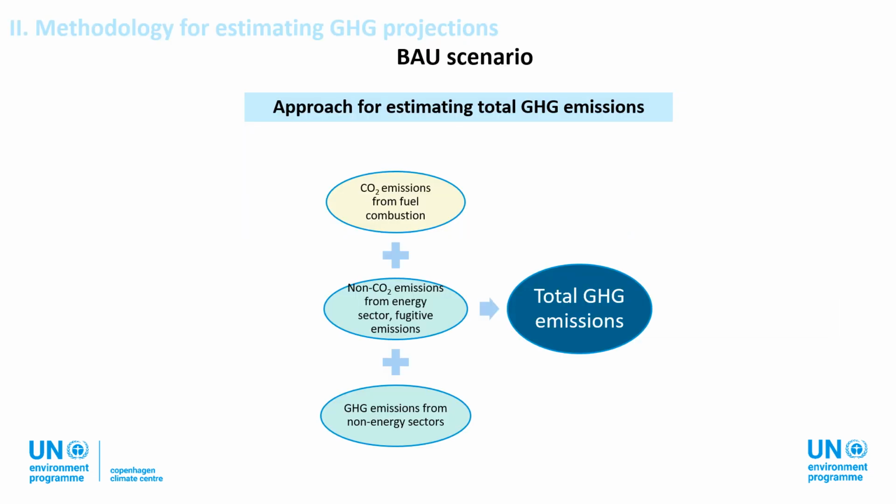The basic approach for the GACMO to estimate total GHG emissions is to take the sum of the following: CO2 emissions from fuel combustion, non-CO2 emissions from the energy sector, and GHG emissions from non-energy sectors. This is the approach used in the GACMO tool for the start year and for the projected years.